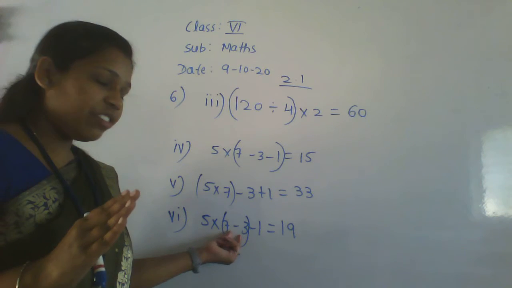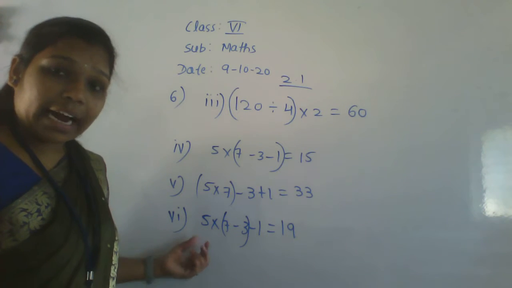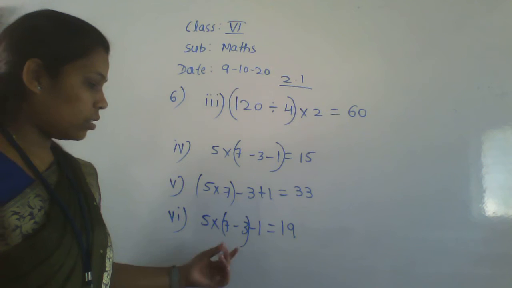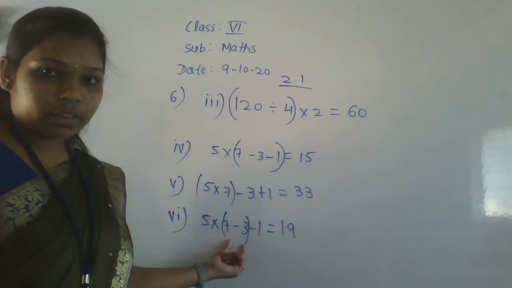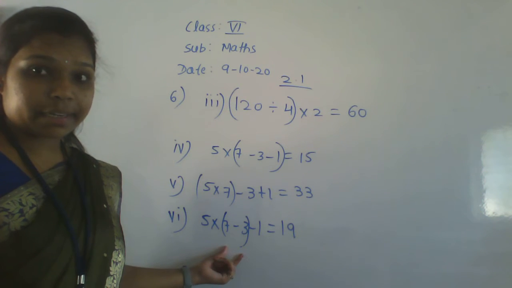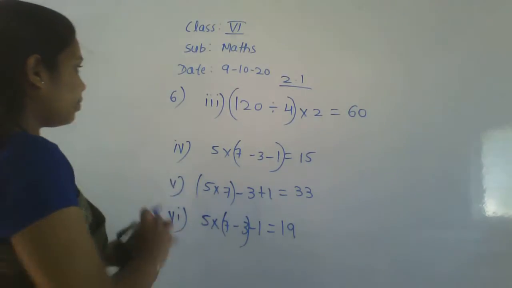Okay. After the bracket, we have to do the multiplication. So 4 fives are 20. After that, 20 minus 1 is 19. So this is the correct answer. Only put a bracket for these two numbers, not for all the numbers. Only for these two numbers you have to put the bracket here. Okay. Go for the next one, that is the seventh one.